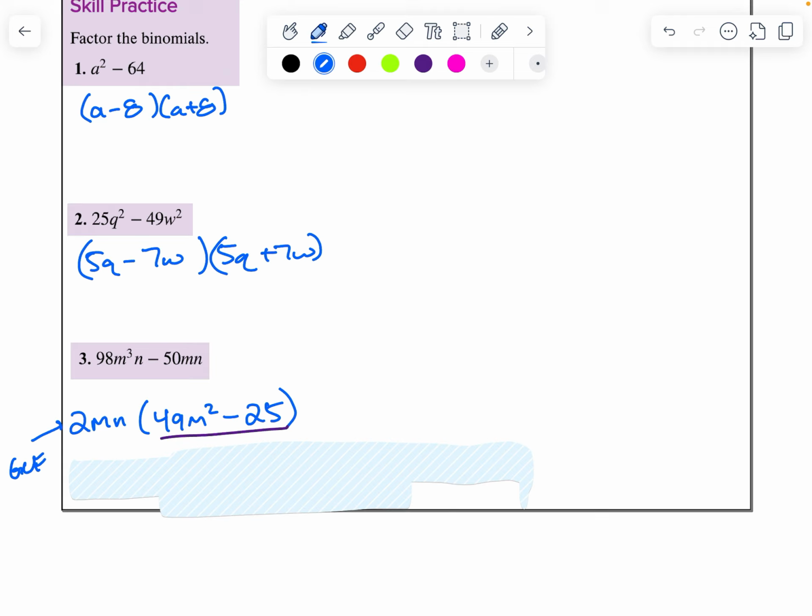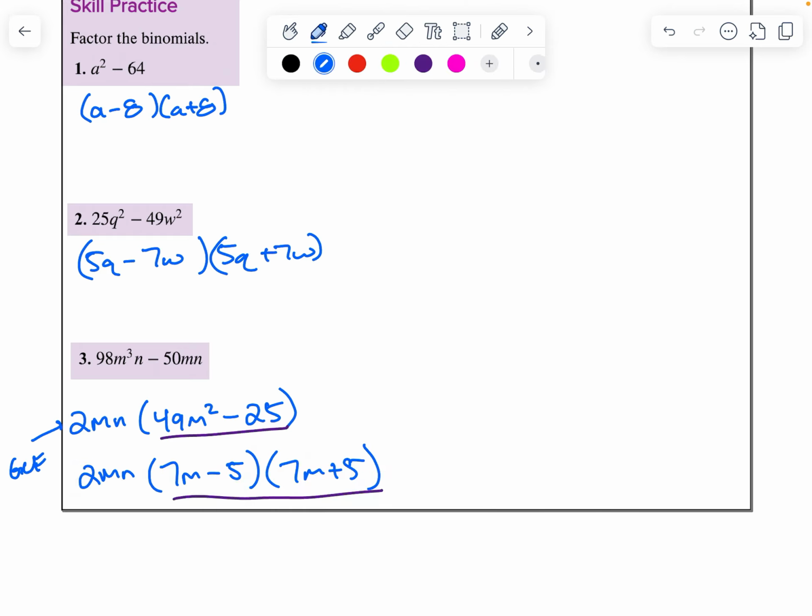All right, the thing that I have underlined in purple now is a difference of squares. So we can break it apart into 7m minus 5 and 7m plus 5. Notice that our final answer is this whole thing. It's not just the broken down part from the difference of squares. It's the GCF and the difference of squares pieces.